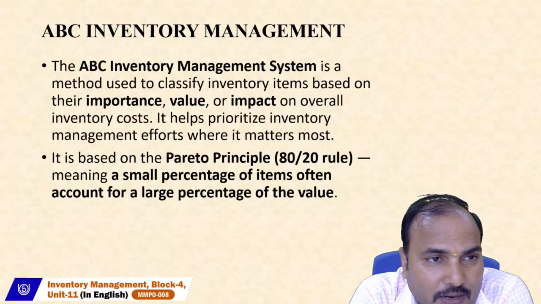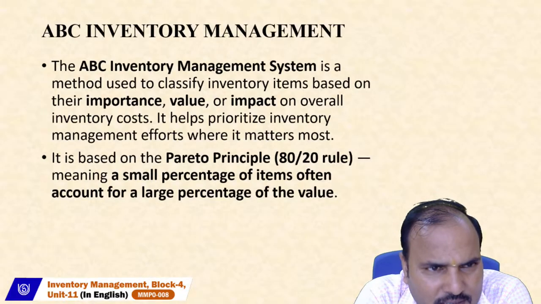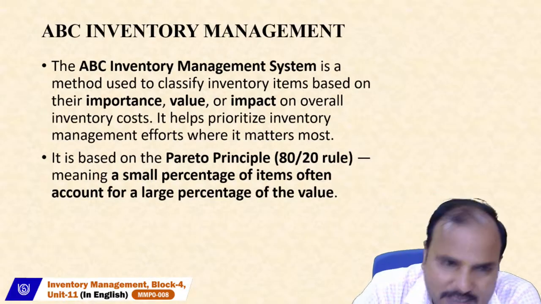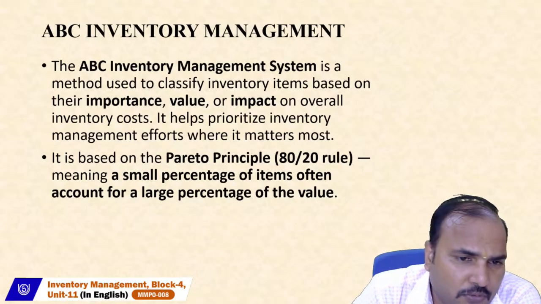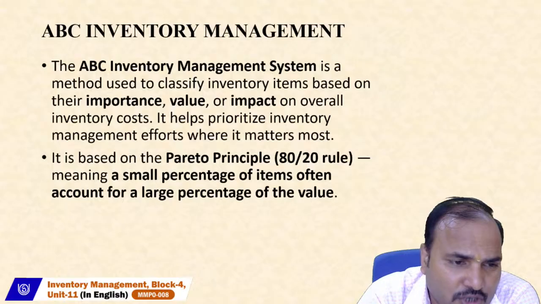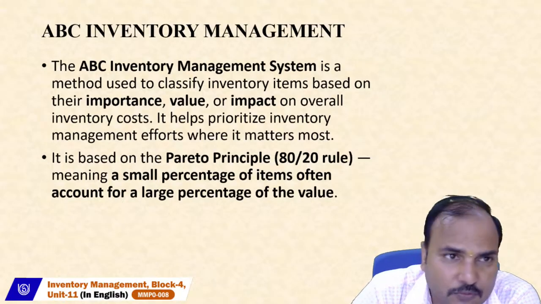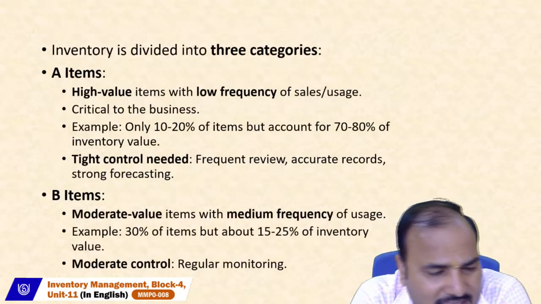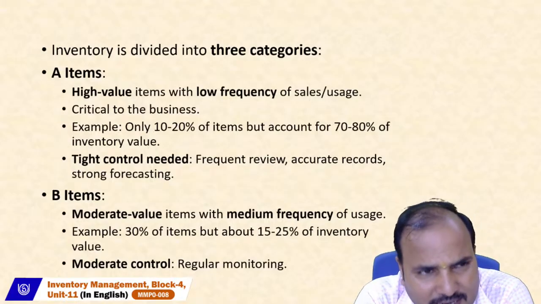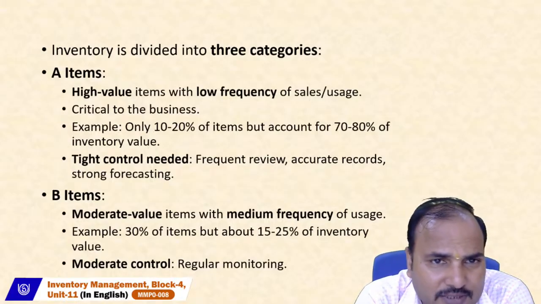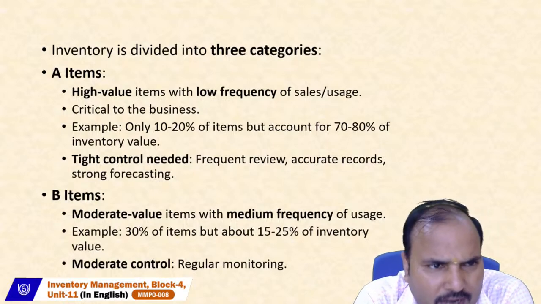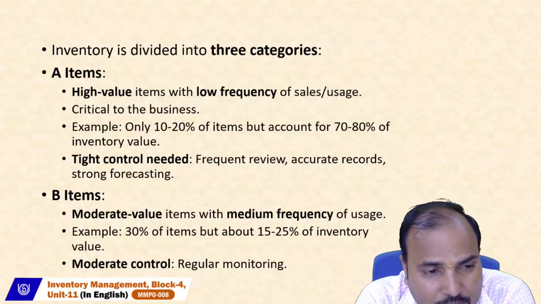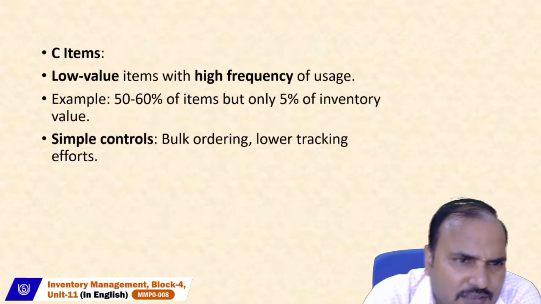Then we have discussed one of the important techniques, that is ABC inventory management. ABC inventory management follows the Pareto principle, that is the 80/20 rule. That means a small percentage of items account for a larger percentage of the value. In this technique, inventory is divided into three categories: A category, B category, and C category items.